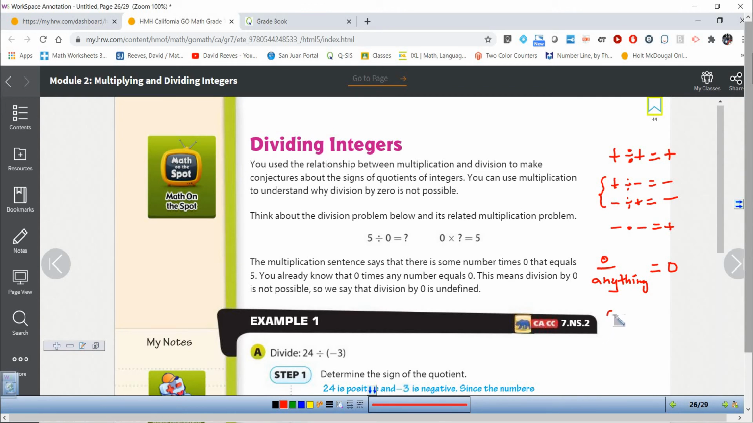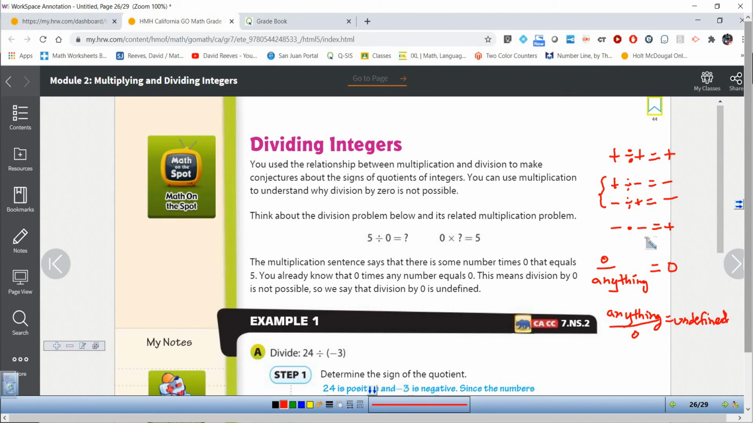All right, but anything, did I mention this is super duper important? Anything divided by 0 is undefined. All right, and if you go right here in your book, it explains why that's the case. Anything divided by 0 is undefined. So be careful on the 0 problems. Don't automatically put 0 as an answer when you see 0.